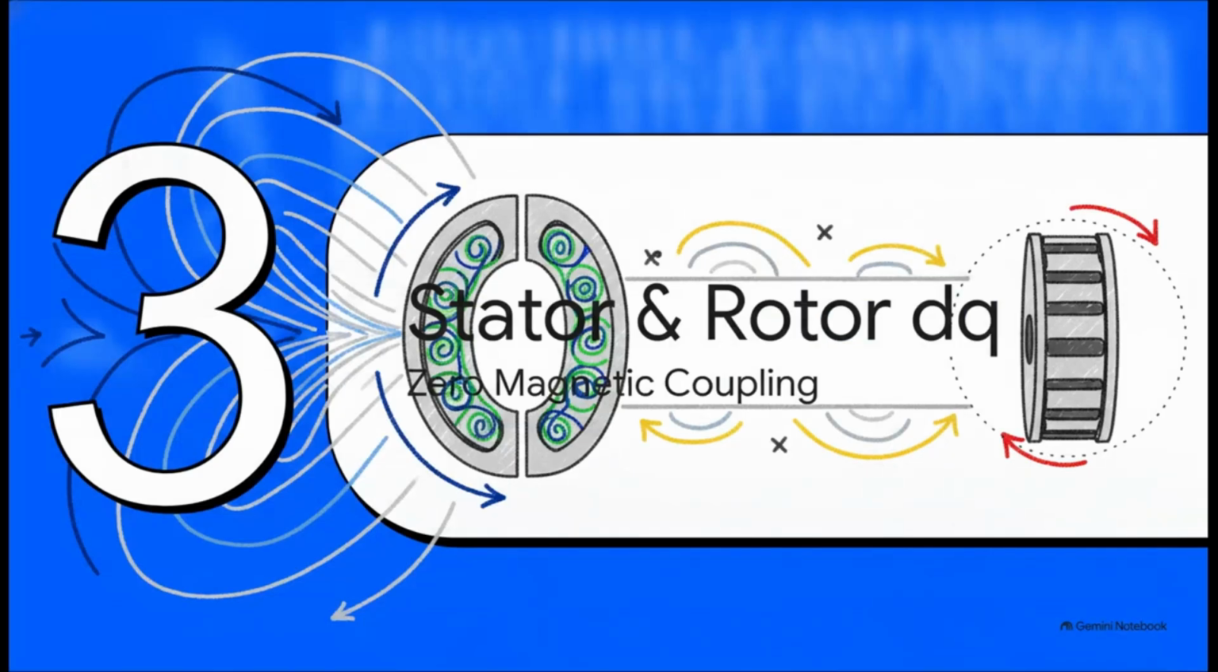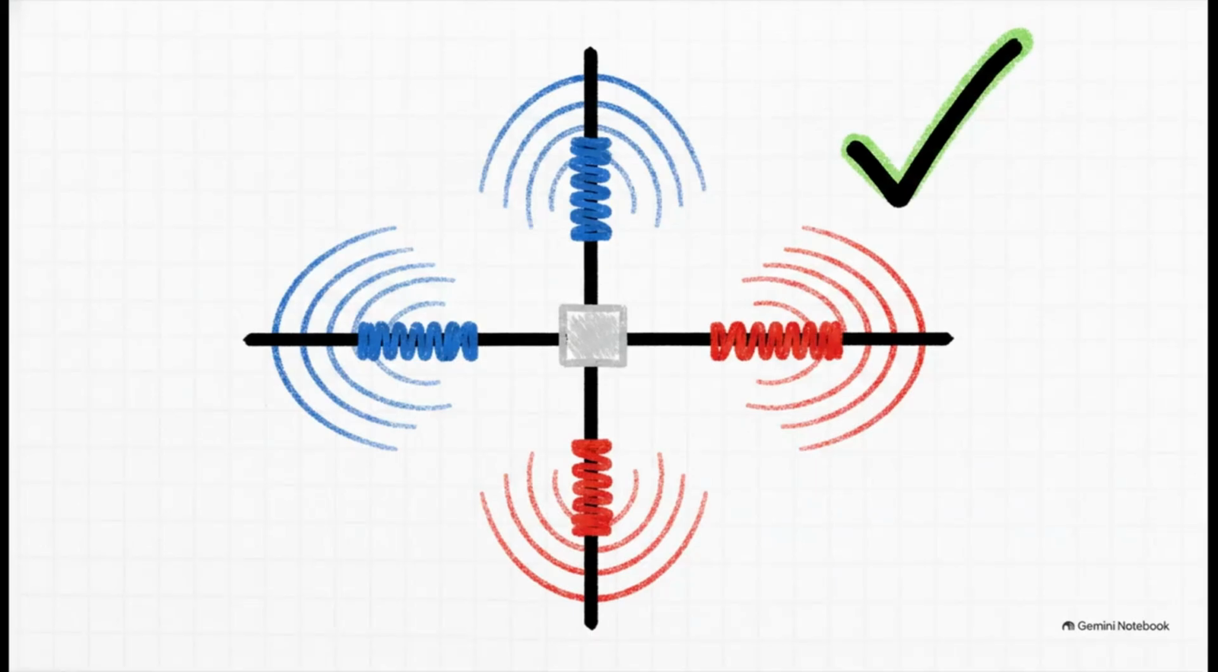Let's look at Section 3, Stator and Rotor DQ windings. Here's where it gets really elegant. By placing our virtual windings along the D and Q axes, we've forced them to be at a perfect 90-degree angle to one another, right? So the absolutely crucial point is that this exact orthogonal orientation guarantees zero magnetic coupling between them. A change in the D-axis current produces flux that has absolutely no effect on the Q-axis winding, and vice versa. We have successfully uncoupled the machine's magnetic fields.